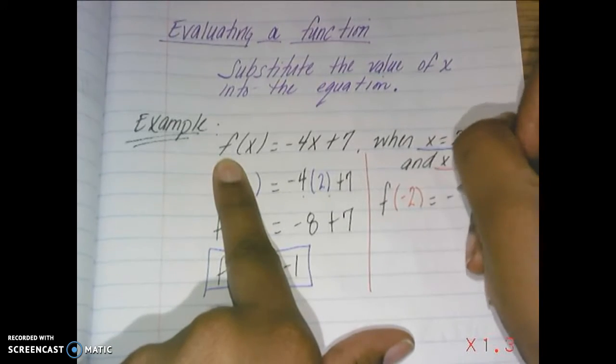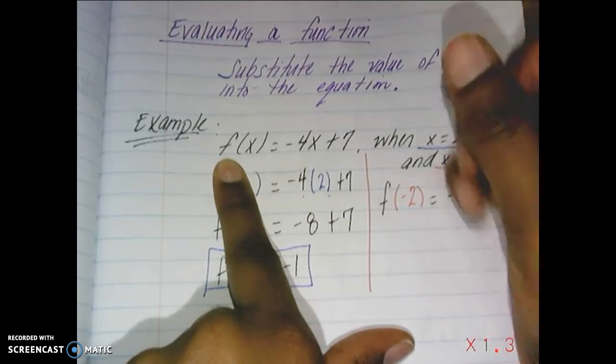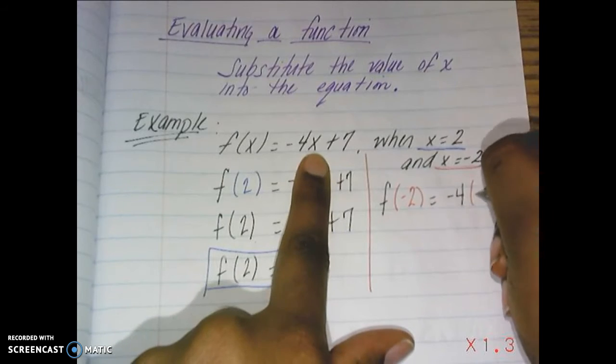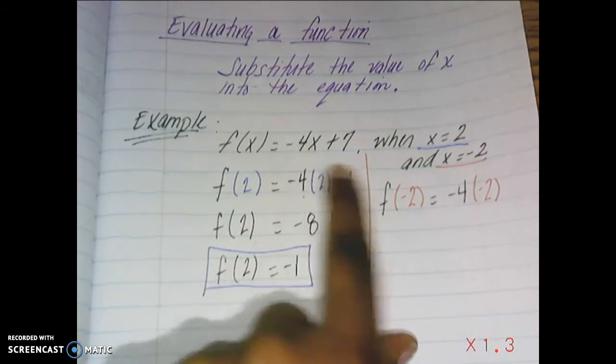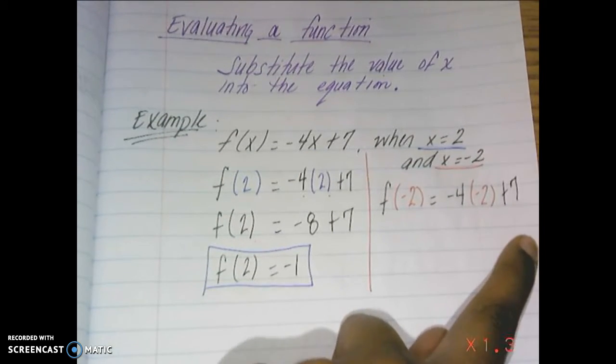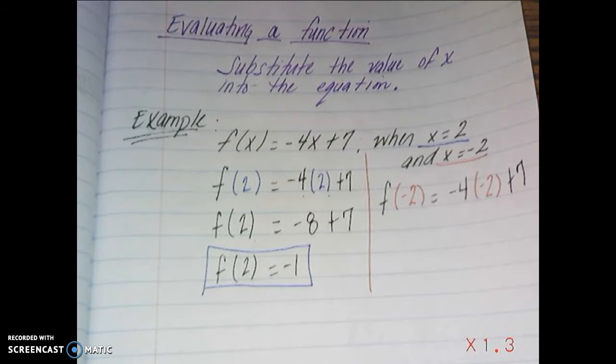equals negative 4 times negative 2 plus 7. And then simplify as much as you can. If you want to work ahead, just hit pause, and then in the end, we'll talk about the answer.